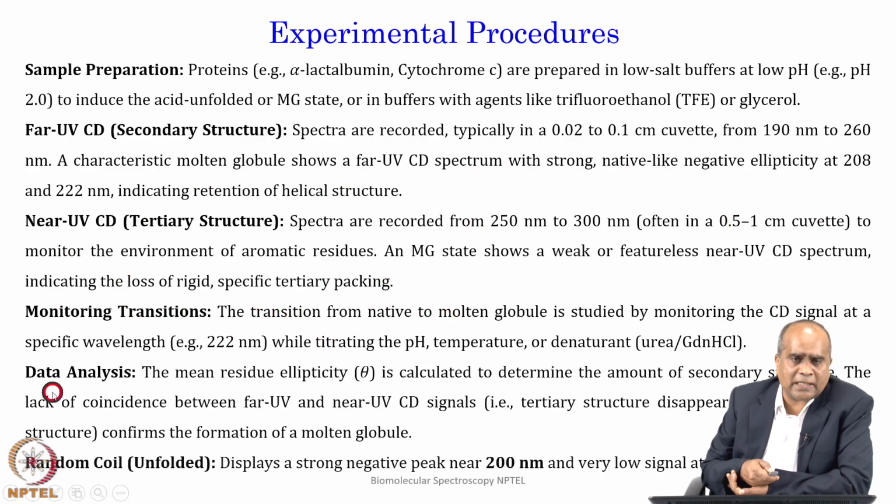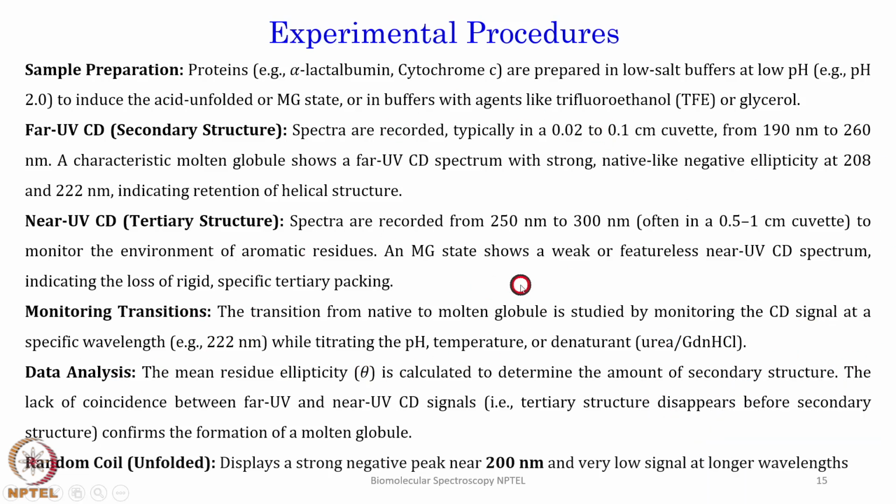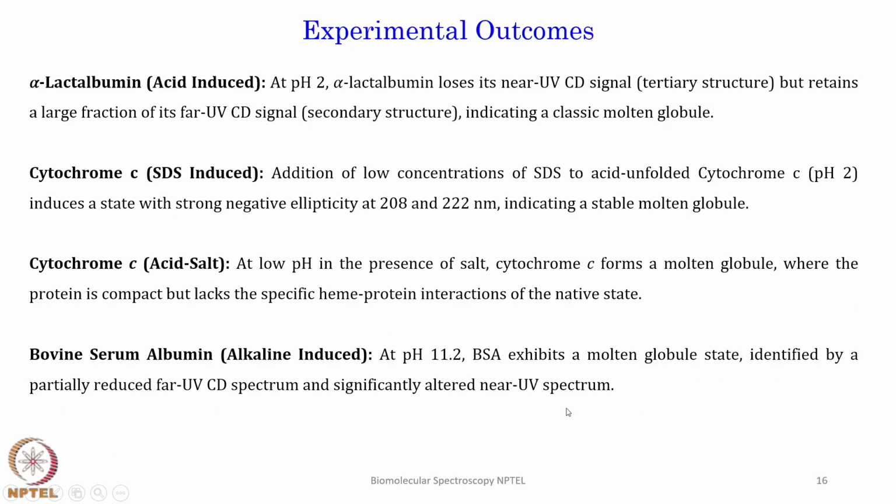Actually, you can monitor the transition from the native state to the molten globule state. Take the same protein and start adding acid to it. As you add acid, you see how the CD signal of the tertiary structure is getting lost. You can do the data analysis, calculate the mean residue ellipticity, determine the amount of secondary structure in far and near UV CD, and find out how much random coil is getting populated when the protein goes from the native state to the molten globule state.